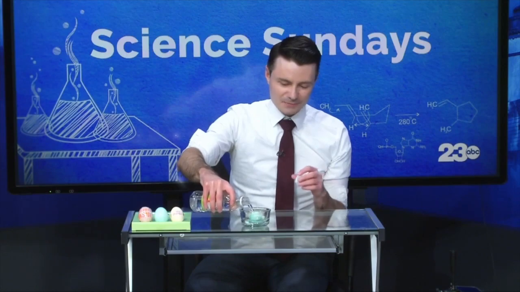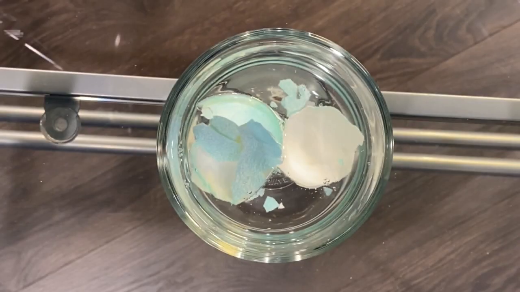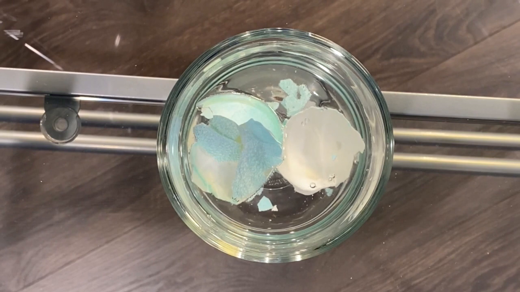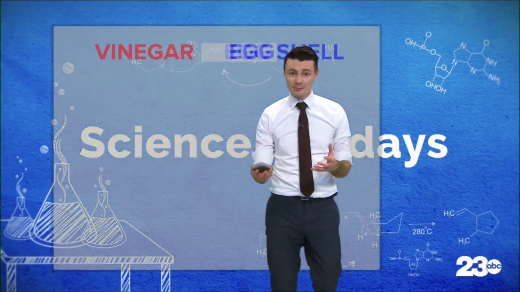And you're going to start to see some changes pretty quickly as soon as you drop that vinegar in. You're going to be seeing some bubbles forming on the eggshells, and that's the chemical reaction taking place. Now let's take a closer look at what the chemical reaction we're seeing here actually is. As I said, it's a pretty simple experiment.